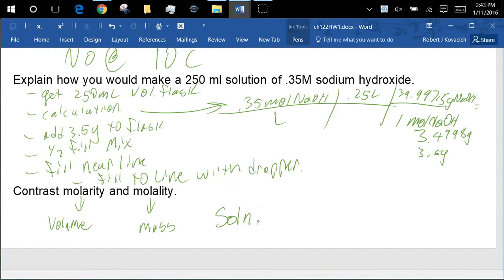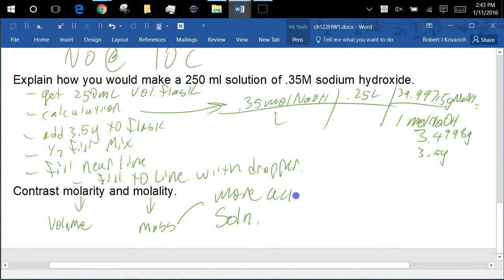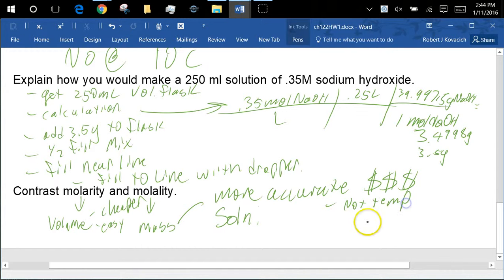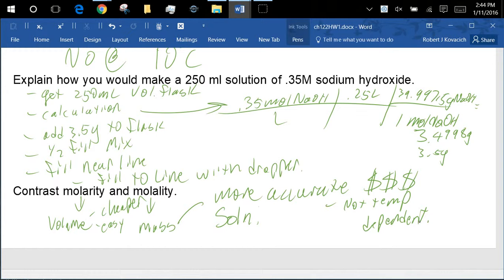Why would you do one over the other? Molality is more accurate. Okay, so this one more accurate, but it's going to end up costing you more money because you need a very expensive scale, and this one here is cheaper and pretty easy. The other thing with this one is it's not temperature dependent. Dent? Is there an A in that? Okay. All right. That's all I got.